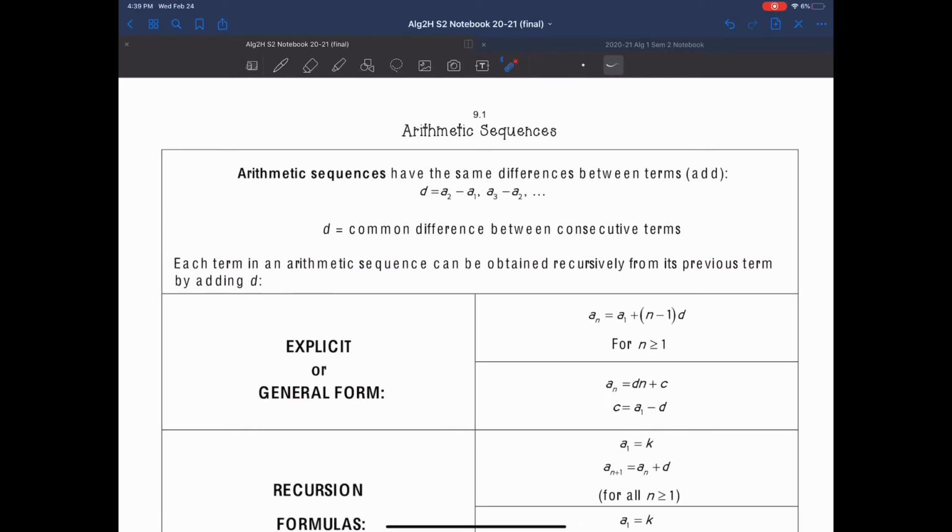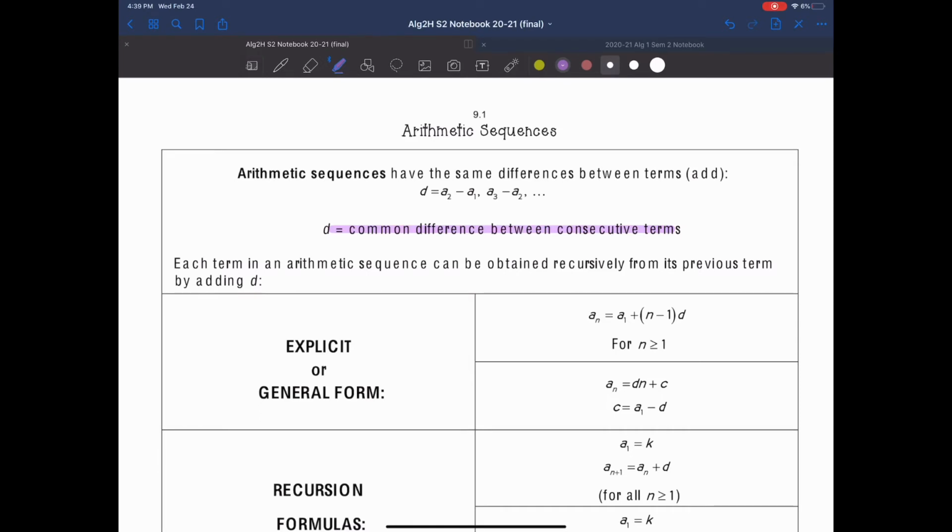So if I take the 47th term and subtract the 46th term, I should be getting the same value as if I took the second term and subtracted the first term. It means that we have a common difference. And so d represents the common difference between consecutive terms. We've already touched on this just a little bit. Each term in an arithmetic sequence can be obtained recursively from its previous term by adding d. And we know that because all we have to do is take the previous term and add some number, and that means we're looking at an arithmetic sequence.